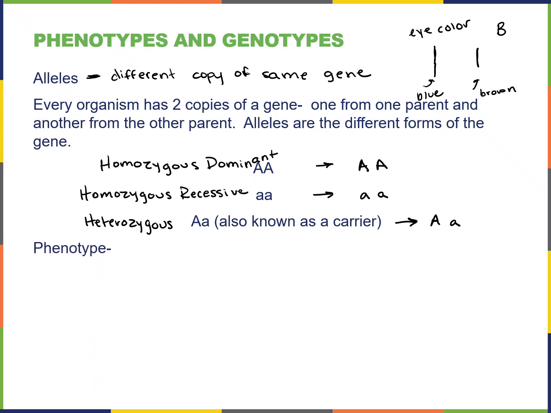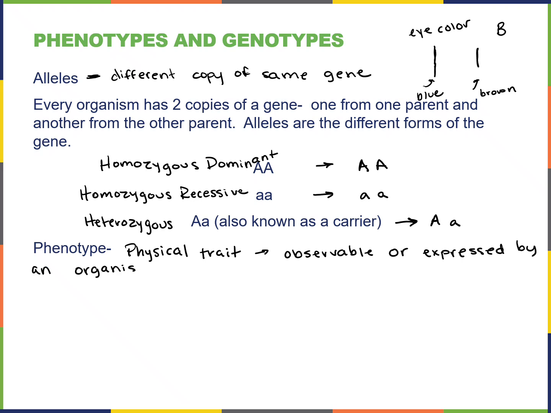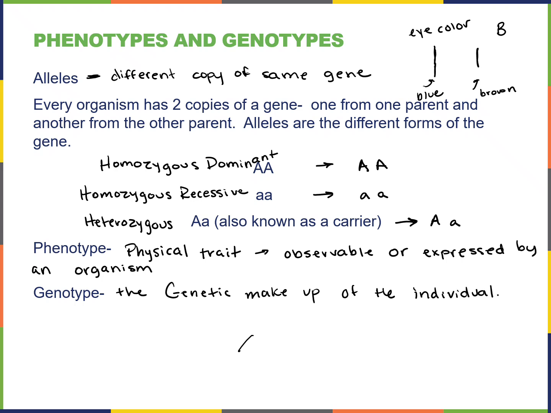The phenotype is the physical trait. It's what you can see. It is the specific eye color that you can see, right? It is observable or expressed by the organism. The genotype, however, is the genetic makeup of the individual. It has both the expressed and non-expressed alleles.